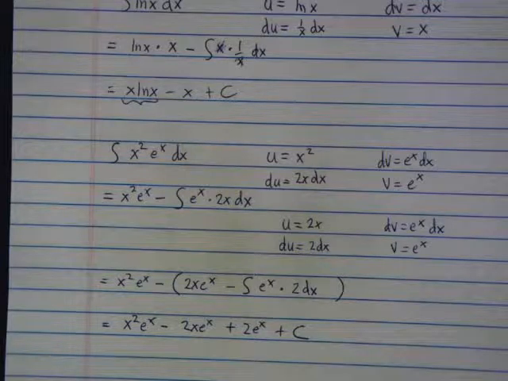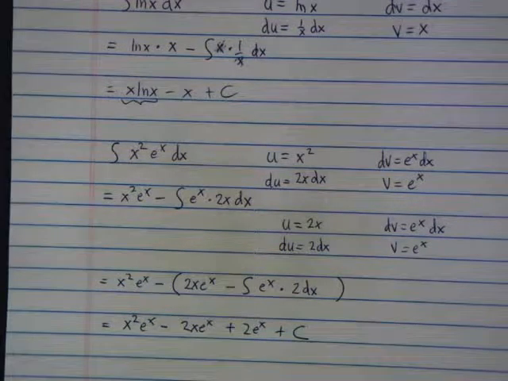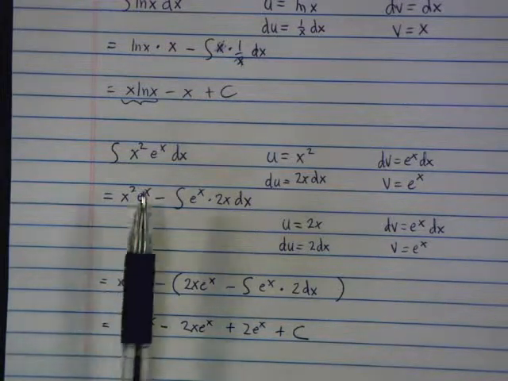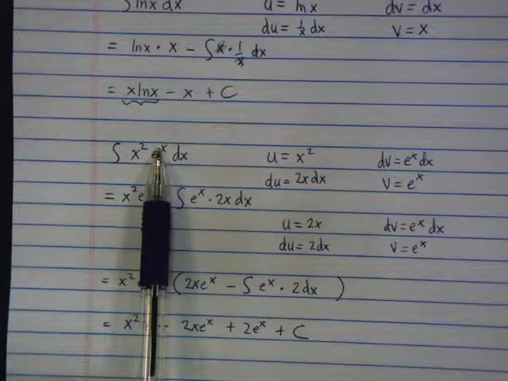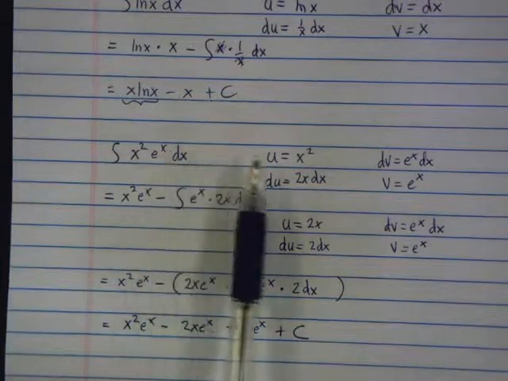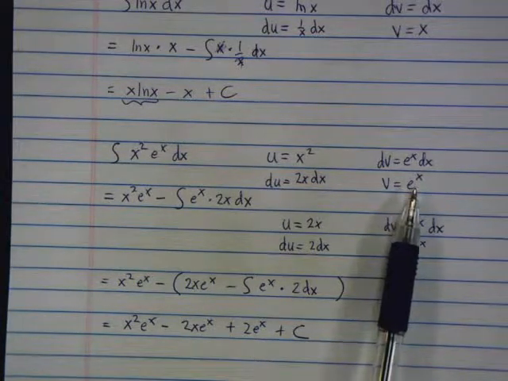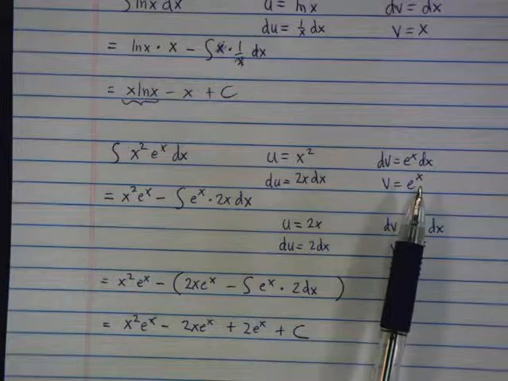So was it as bad as you thought? Not too bad. I made this one actually pretty easy. How could I have made it harder? Put a number up here in the exponent of the e. Like if I had an e to the 5x, why would that make it harder? Because then when you integrate, you would have a 1/5 e to the 5x, and then you'd have to mess with all those fractions, and that would make it harder.